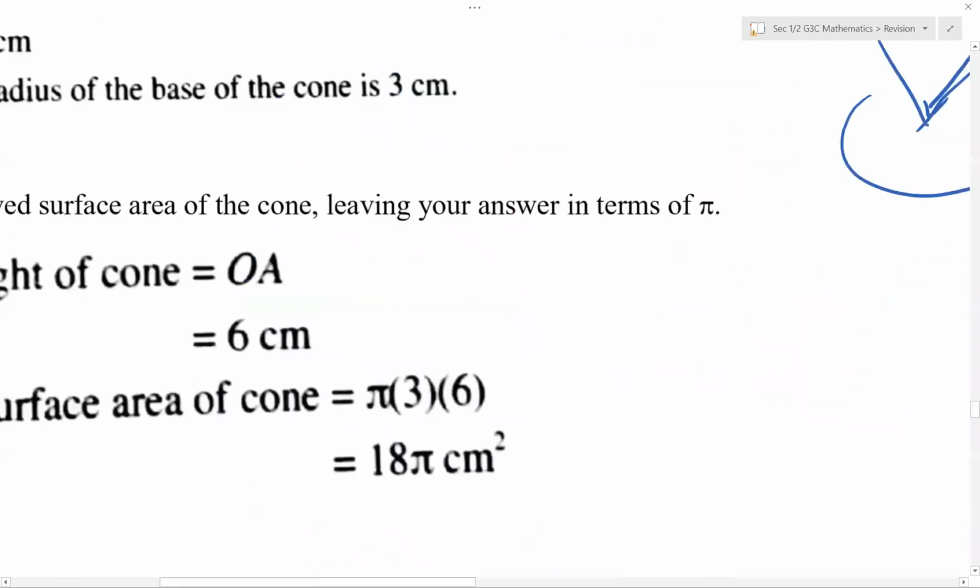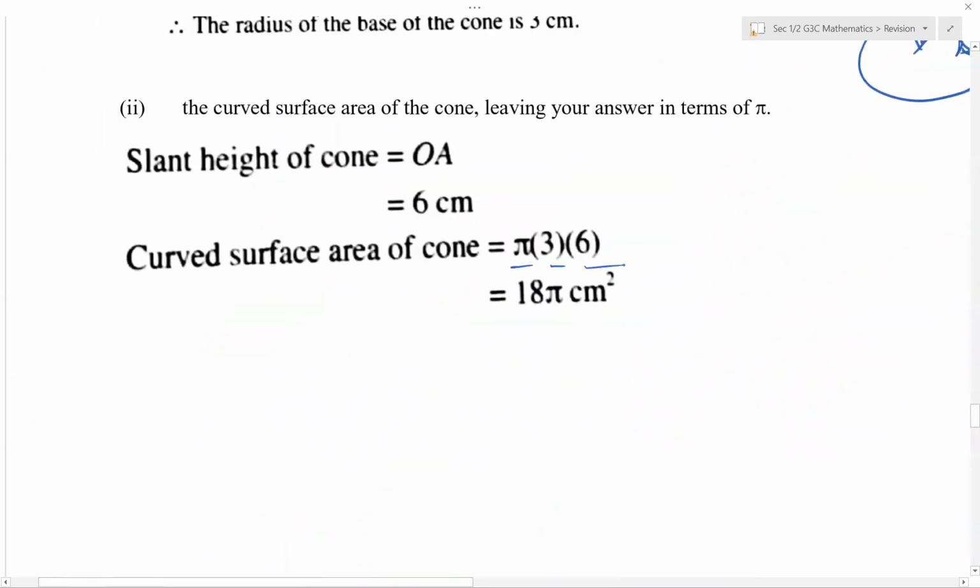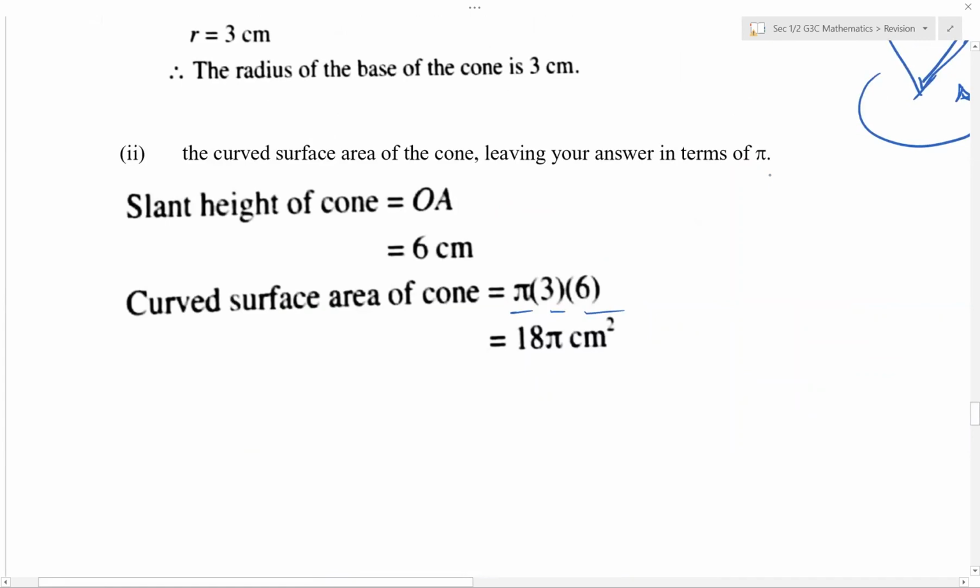Okay, so pi r L, 18 pi. Leave your answer in terms of pi, so you get used to it. In Sec 3 and Sec 4, there will be more instances of you leaving your answers in terms of whatever. Very simple, just leave it in terms of pi. Don't go and evaluate, don't press the calculator. Nothing to round off.